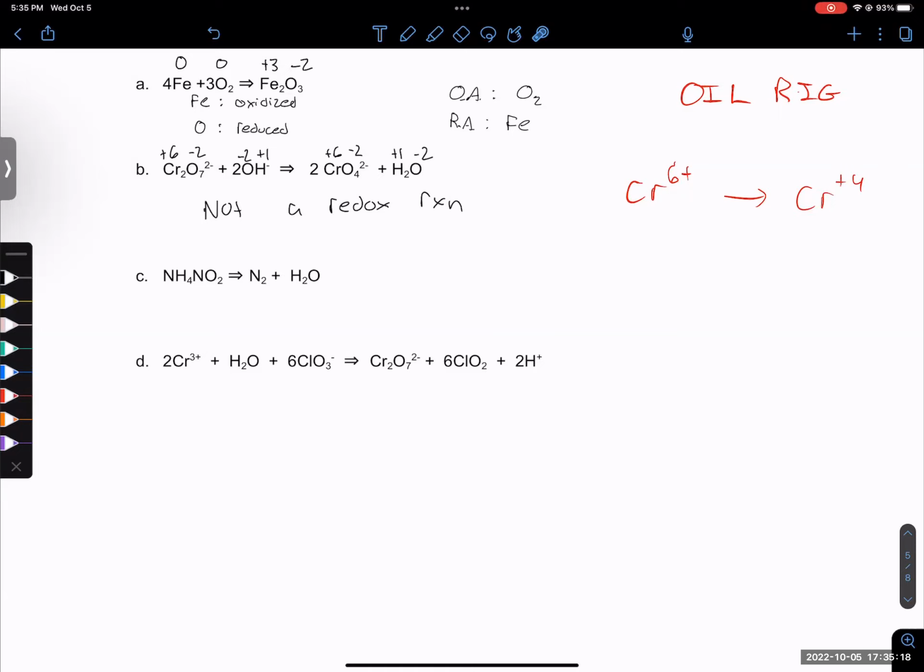Therefore, it's reduced. Now, if it was chromium 3+ going to chromium +6, we're getting more positive. Electrons carry negative charge, so if we're getting more positive, we're losing negative charge, right? So we're losing electrons. Therefore, in this case, it's being what? Oxidized. Does that make sense?